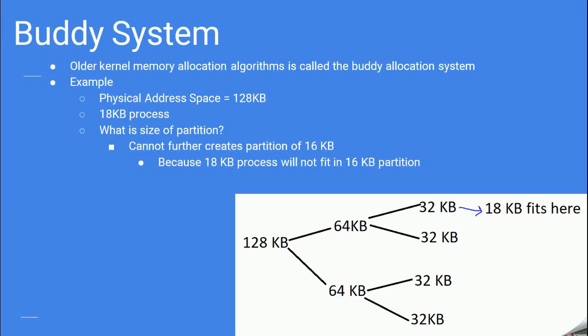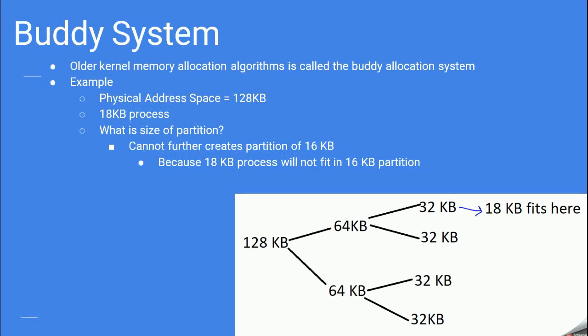What would be the size of the partition? Because an 18 KB process has to be allocated, if I keep on dividing the memory in powers of 2, I could just create 2 partitions of 64 KB. Further dividing it, I can create a partition of 32 KB.